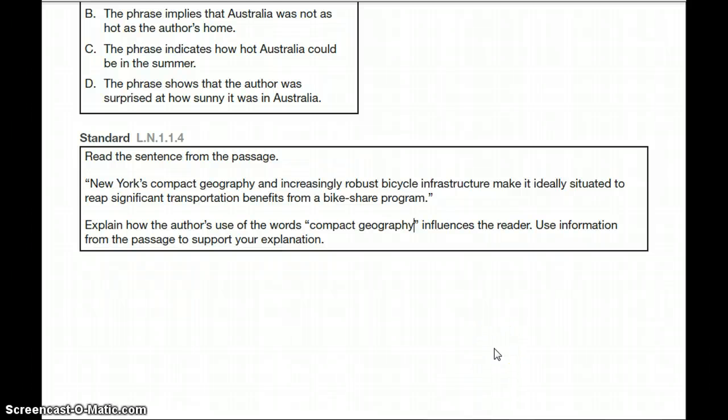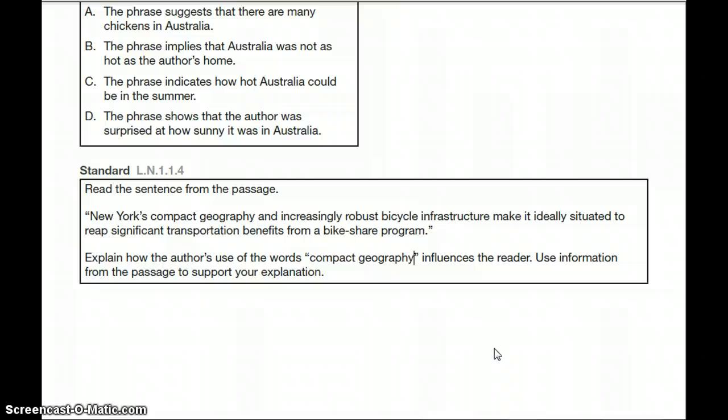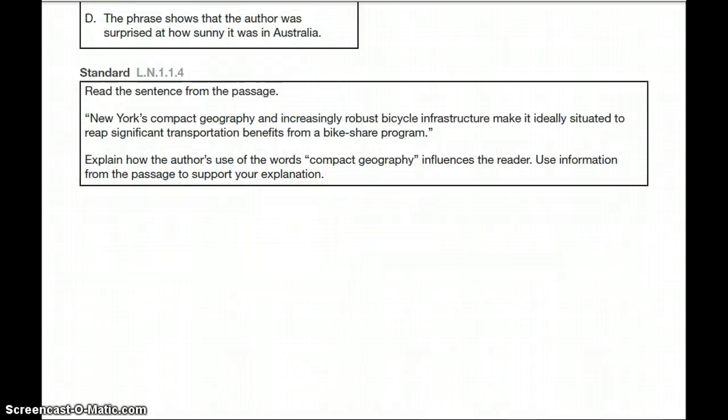And as you can see, they really focus more on specific descriptions or sentences or words that an author uses, and trying to get you to understand what is the importance or significance of using those words. How do they impact you as the reader?